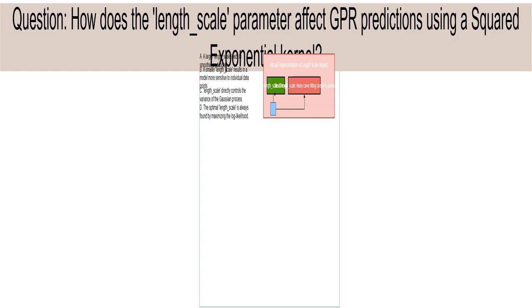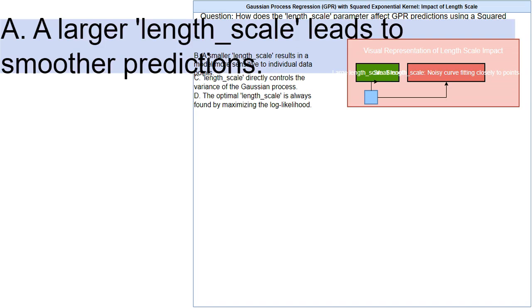Think of length_scale as controlling how far apart two data points need to be before we consider them unrelated. A larger length_scale means I'm assuming data points far apart are still related. This results in a smoother prediction curve because the model prioritizes a general trend rather than fitting every small detail. Imagine drawing a line through scattered points.